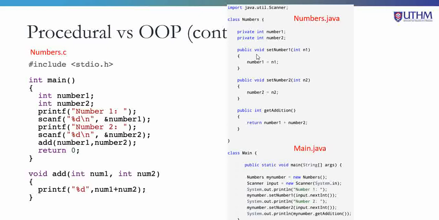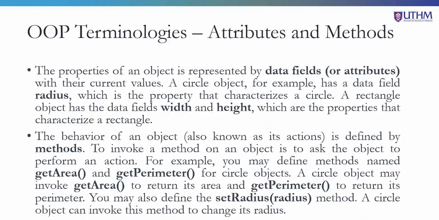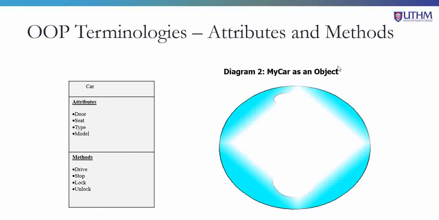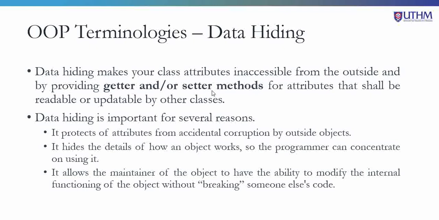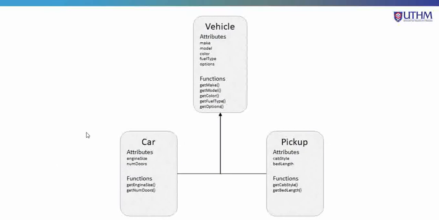So setters assign the value, and getters get, or acquire, the value. That's why I put here in the notes: by providing getter and or setter methods. That one is for data hiding, and then inheritance.